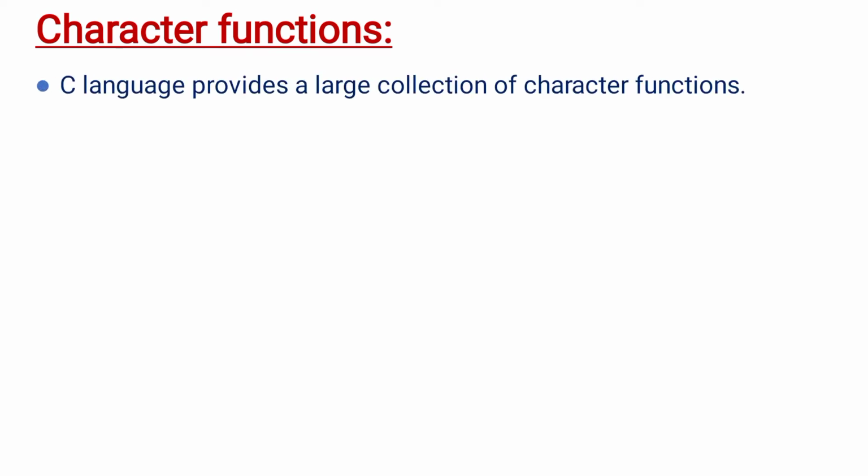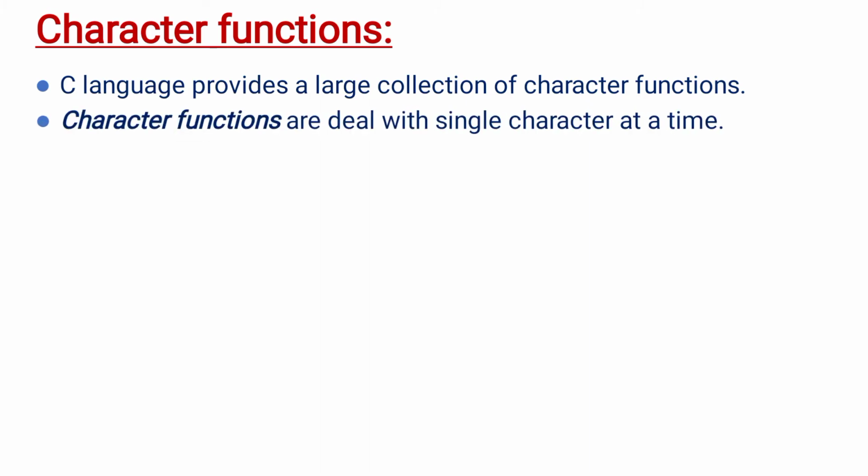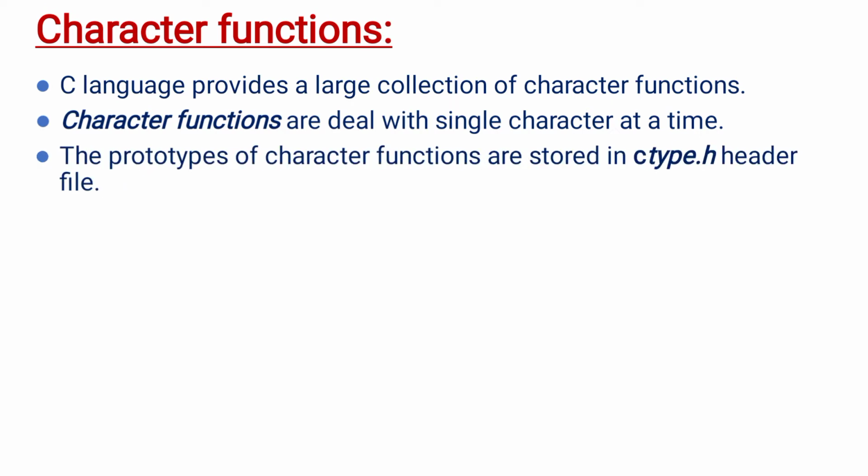Character functions. C language provides a large collection of character functions. So what are the character functions in C? The character functions deal with a single character at a time. Character functions are the functions which are used to perform specified operations on character data type values. The prototypes of character functions are stored in the ctype.h header file.